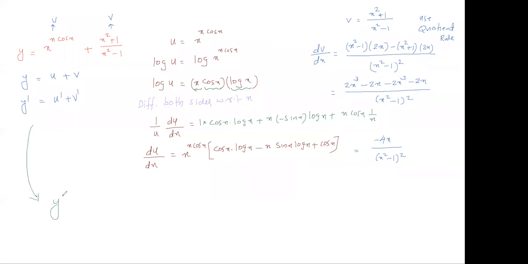dy by dx is equal to du by dx, that is x to the power x (cos x into cos x into log x minus x sin x log x plus cos x), then plus dv by dx, that is minus 4x divided by (x square minus 1) the whole square.